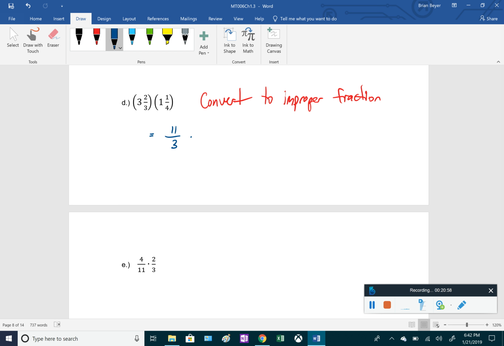3 times 3 plus 2 is 11. And then for 1 1/4, that's going to be 5/4. Okay, so we have 11/3 times 5/4. So I'm going to recognize here that no common factors are going to be canceling off here. So I'm going to multiply straight across. 11 times 5 is 55. 3 times 4 is 12. And then we're done. And then once again, I'm just going to leave it as an improper fraction.